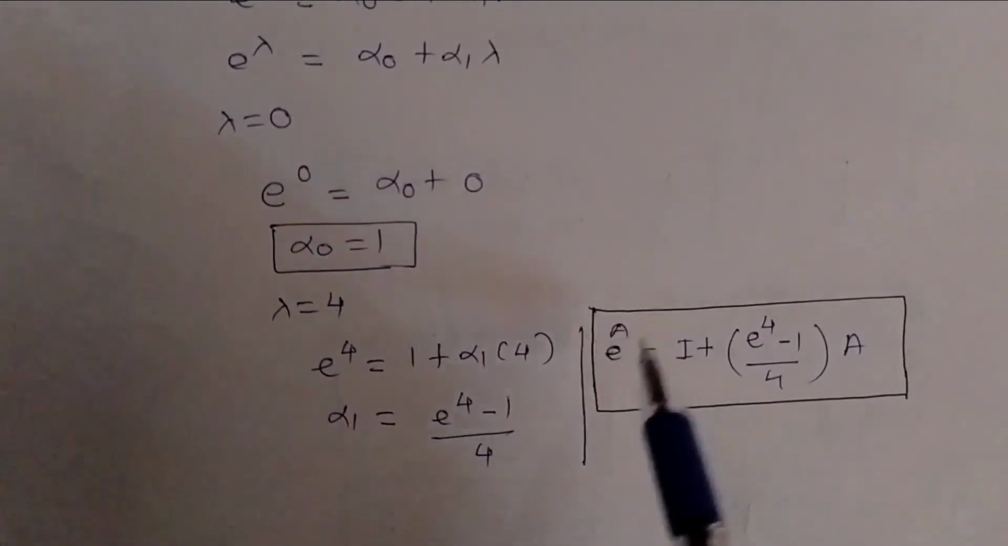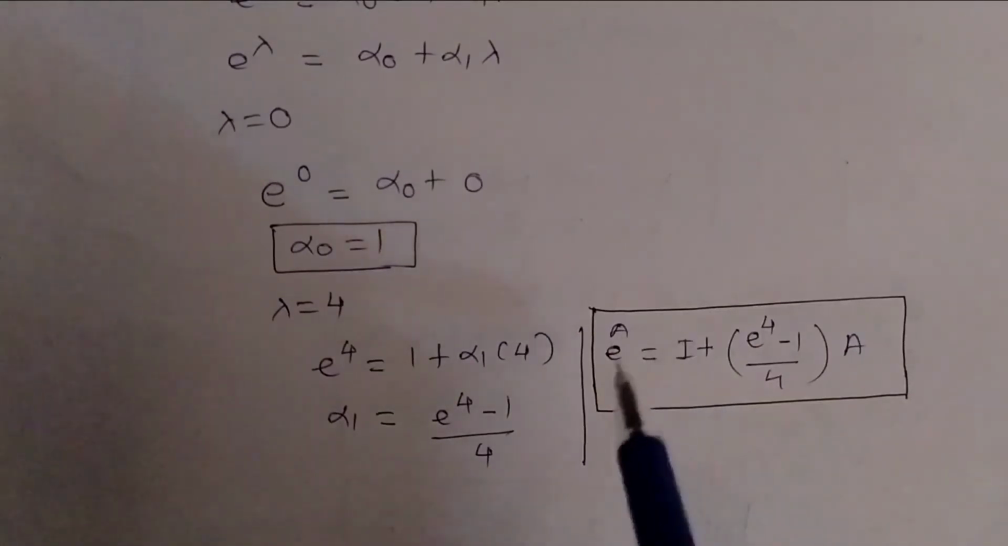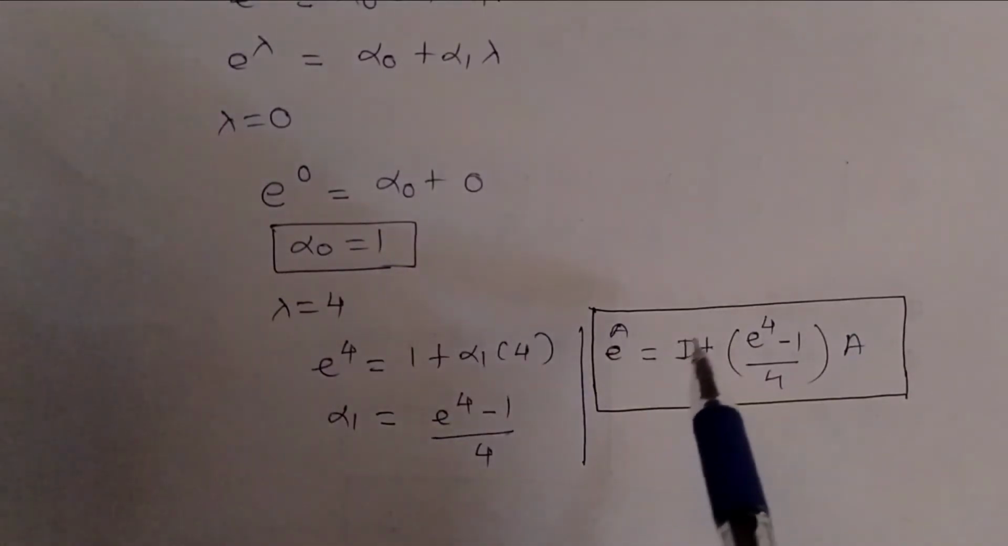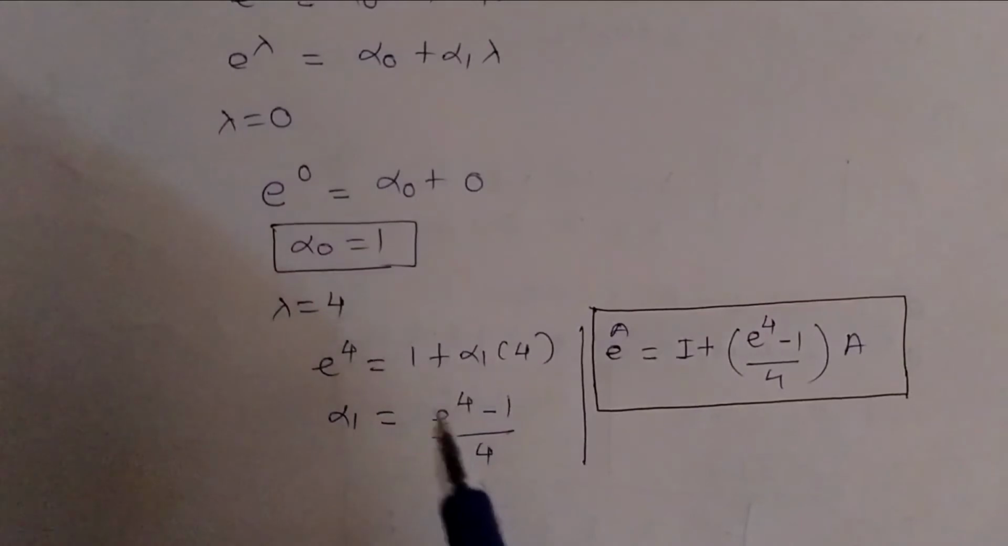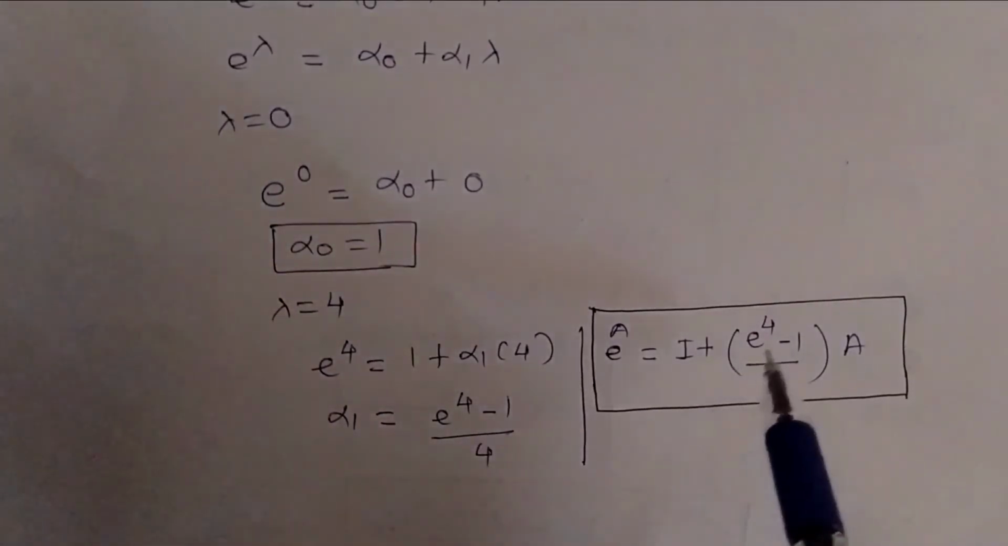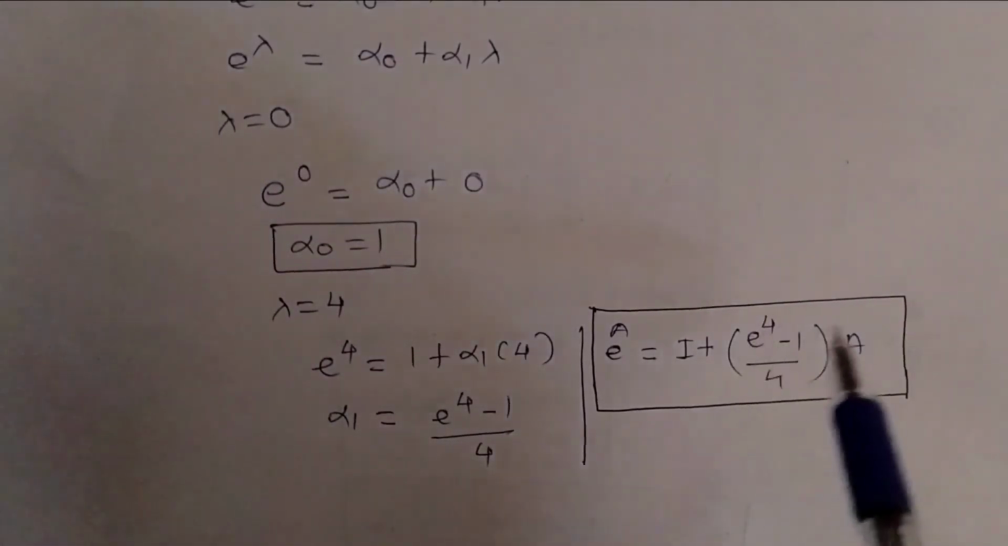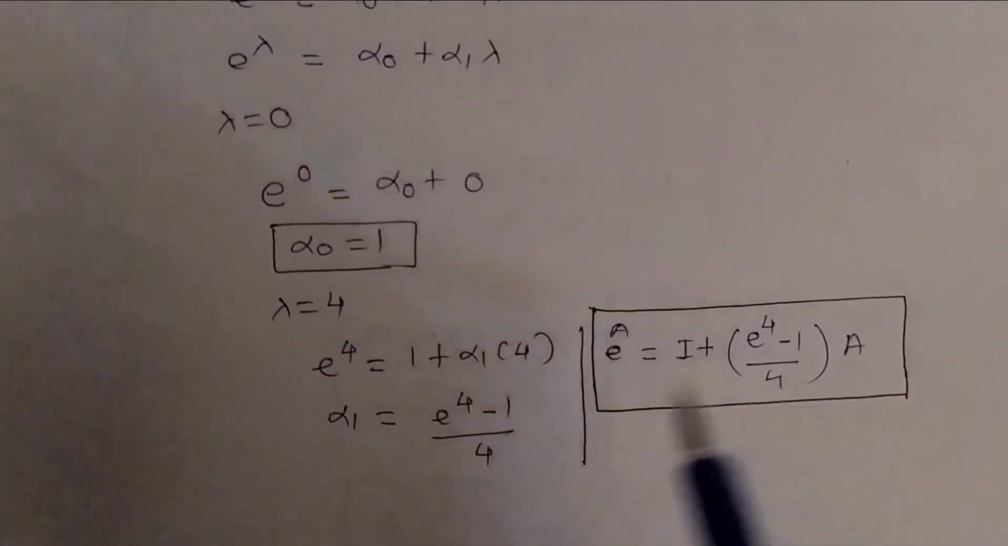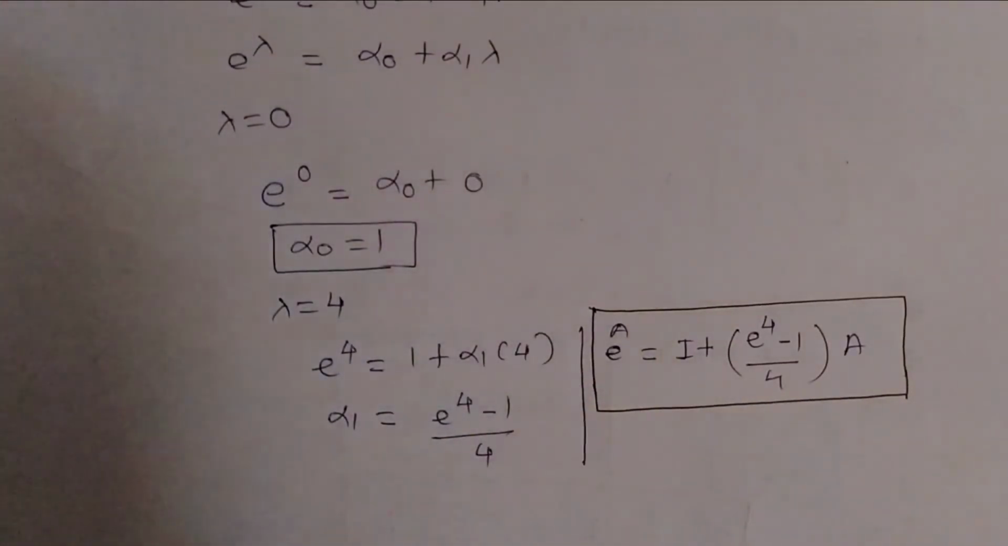So e raised to a is finally alpha naught is 1, that is 1 into I plus alpha 1, which is e raised to 4 minus 1 by 4, into a. So this is the e raised to a.